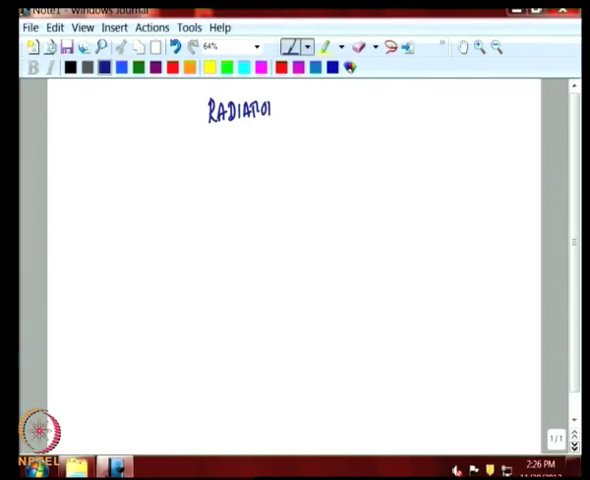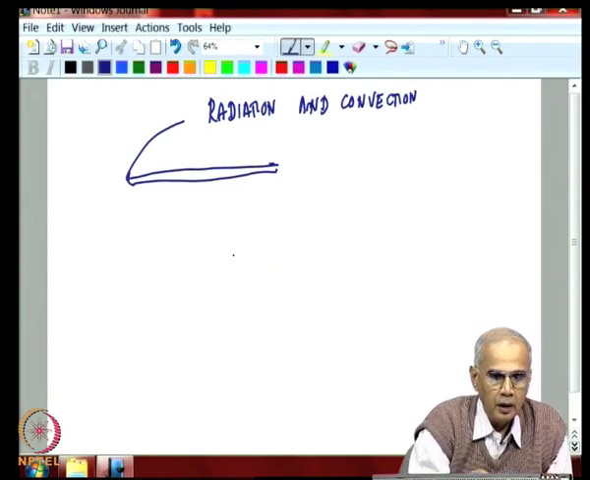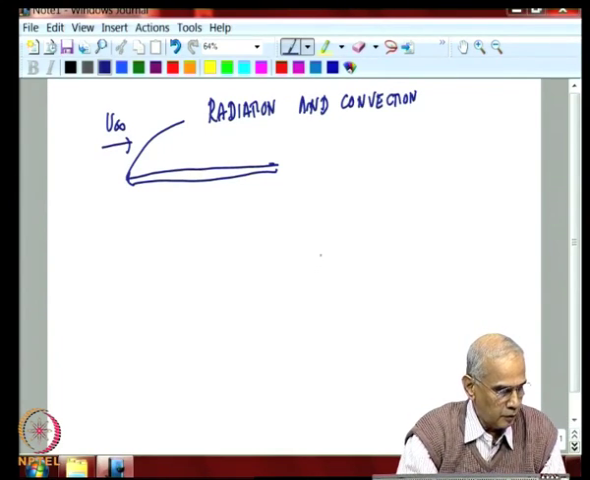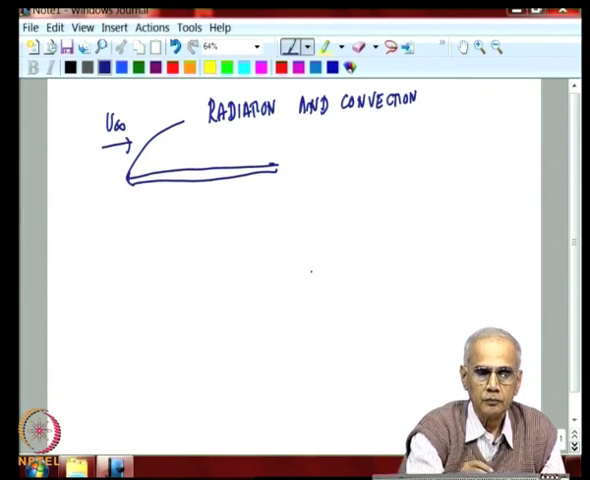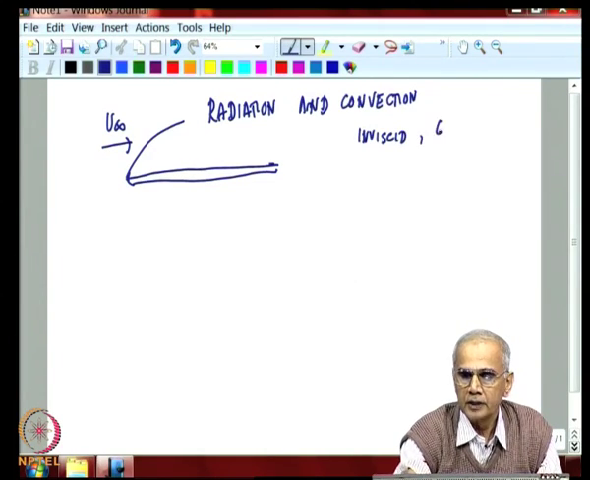In the last class, we were looking at the interaction between radiation and convection. We considered a very simple problem of a flow over a flat plate, and we looked at a very elementary example where the flow was inviscid, that is, effects of viscosity were not important, and the gas was gray.